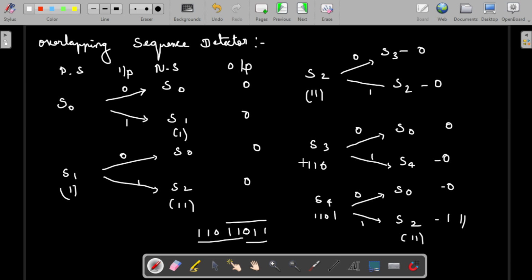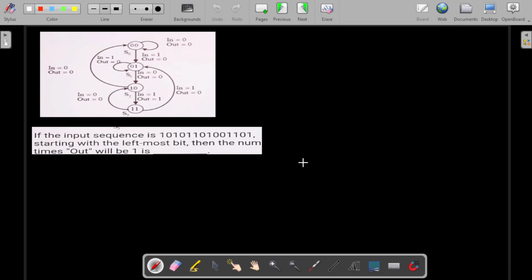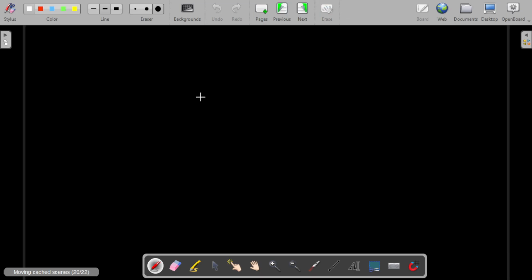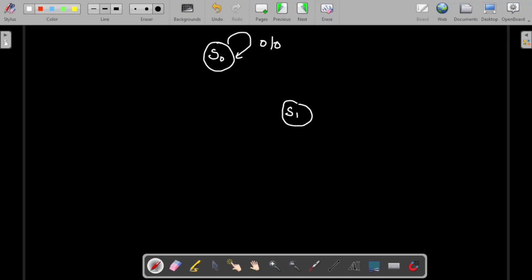The only thing in the sequence detector is that for this input, if the input is different, then the sequence will be changed. So let us now draw the state diagram for this one. It is initially in S0. It will be in the same state if the input is 0 and output will also be 0. Let me draw all the states. It will go to S1 if input is 1 and output will be 0.